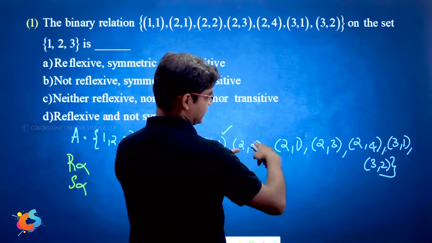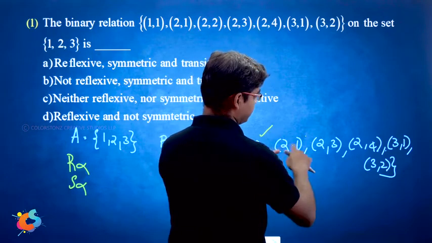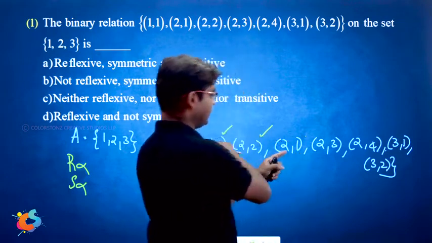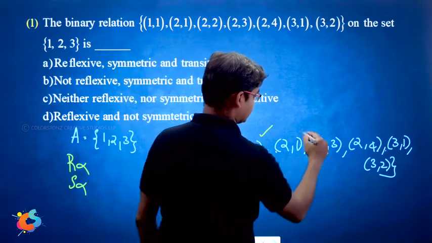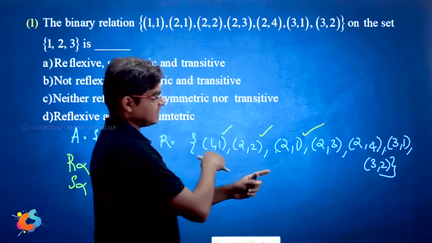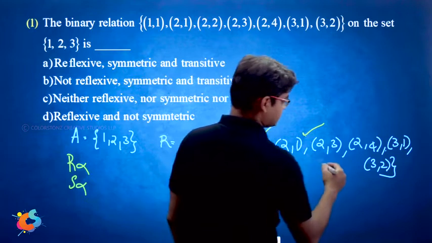So (2,1) is there. (2,3) is there. (2,4) is there. Okay, so checking is completed. (2,1) is there, and any other ordered pair starting with 1? Yes. So (2,1) is there. That's it. So (2,3) is there, and here (3,1) is there. So (2,1) is there.